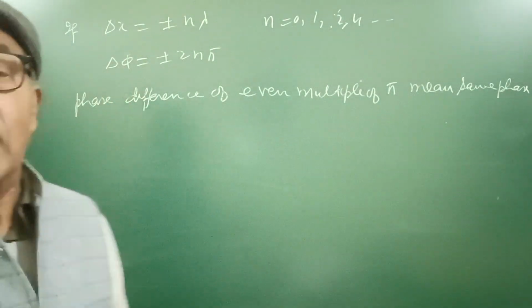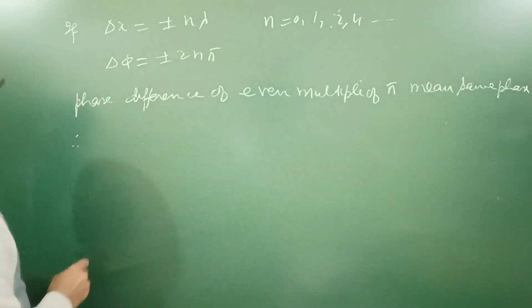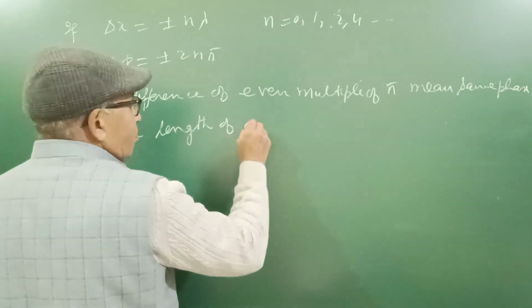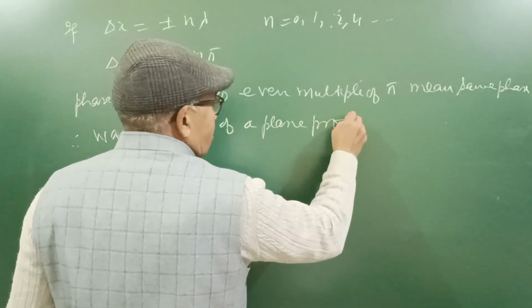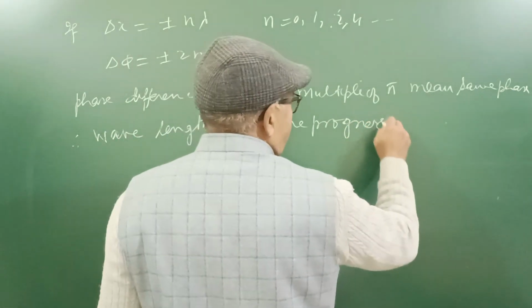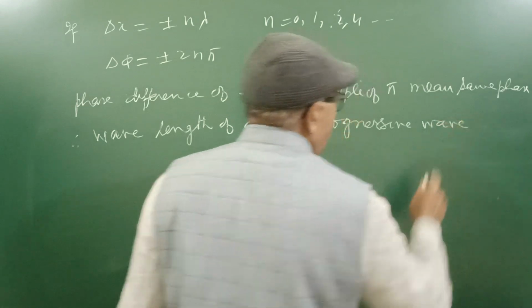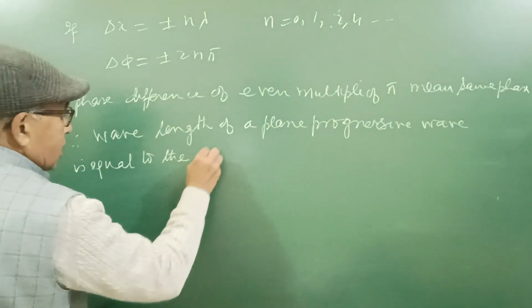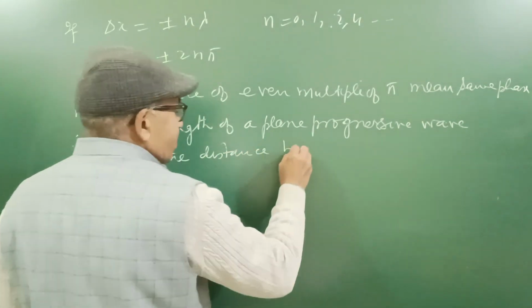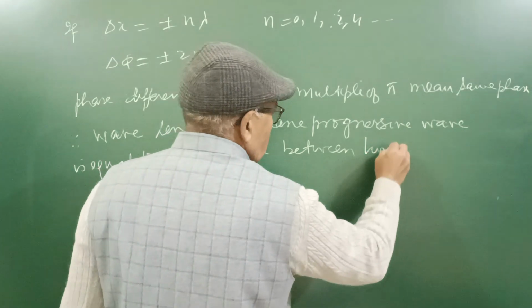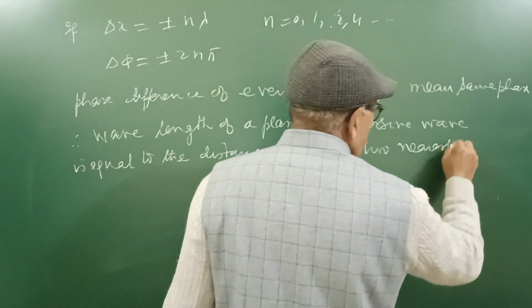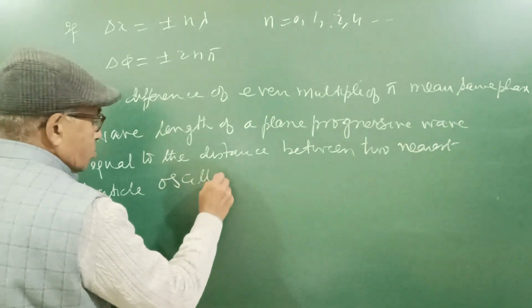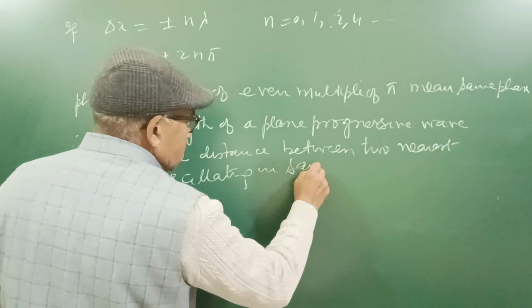Therefore, people define wavelength again here as follows: the wavelength of a plane progressive wave is equal to the distance between two nearest particles oscillating in the same phase.